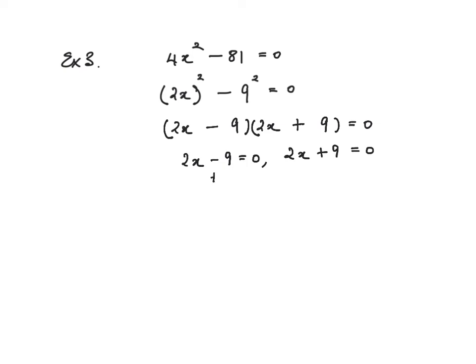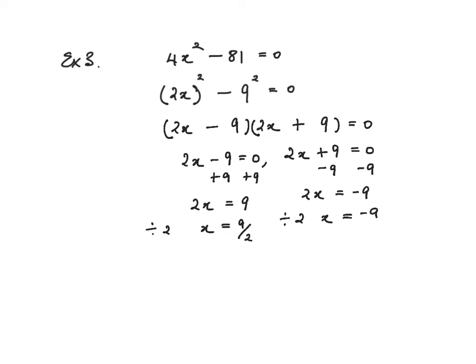So I'm going to add 9, 2x equals 9, then divide by 2, x equals 9 over 2. Here I'm going to subtract 9, so 2x equals minus 9, and divide by 2, x equals minus 9 over 2. So that's me factorised and solved the quadratic equation.